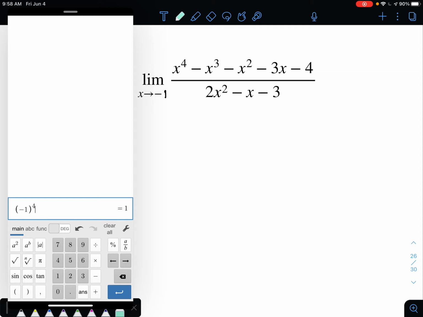Okay, so I'm going to plug into the top first. So I've got negative 1 raised to the 4th, minus negative 1 raised to the 3rd, minus negative 1 squared, minus 3 times negative 1, right? And if you can simplify this in your head, that's not too bad. So we do get a 0 in the top.